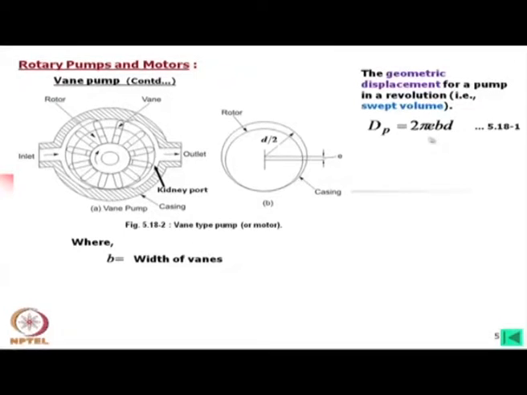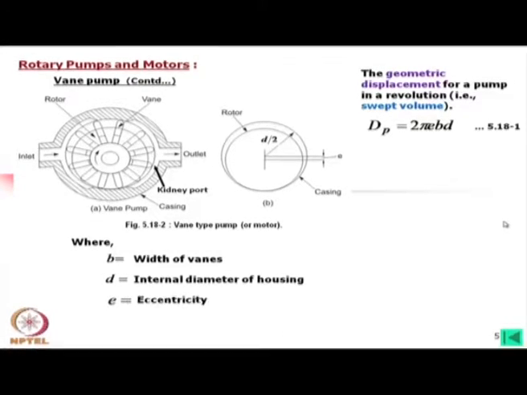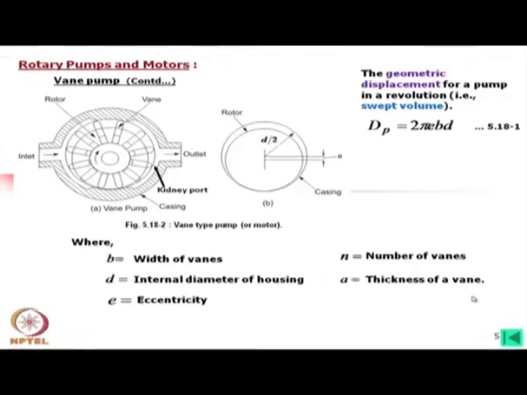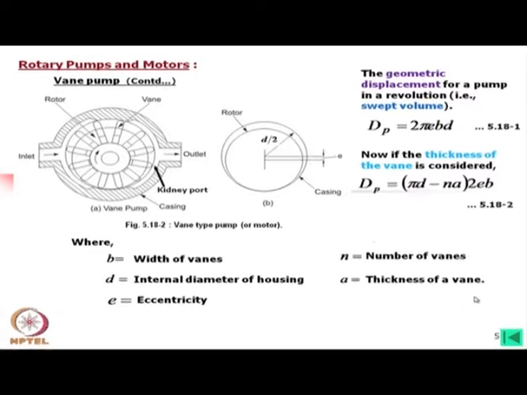then pi into d, d is the diameter of the casing, multiplied by b, the width of the vane, that will give us the swept volume of such a vane pump. And simply we can multiply with the number of vanes. Okay. Now, if I consider the thickness of vanes, in that case, sorry, the number of vanes will not be multiplied with this, because we have approximately considered the area.